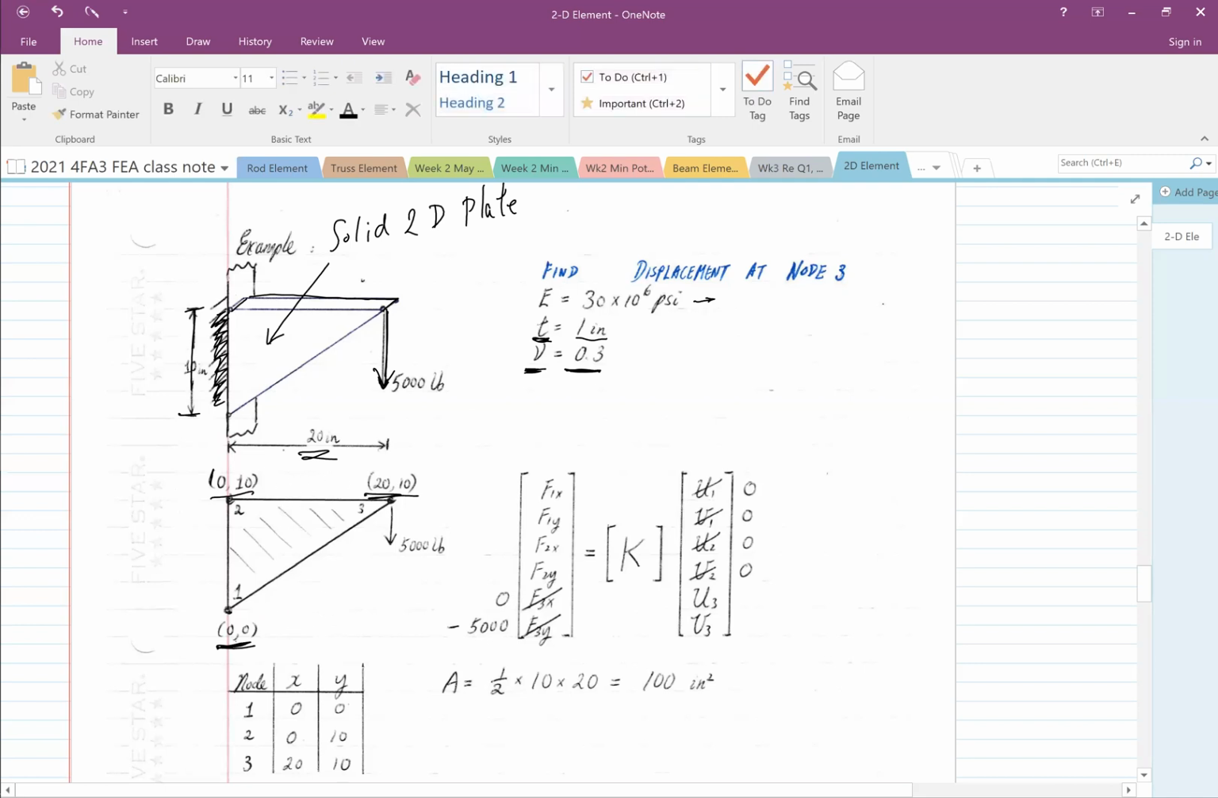Okay, where were we? We have the element, we name the nodes 1, 2, 3, and then we assign some coordinates. We tell the program where it is.